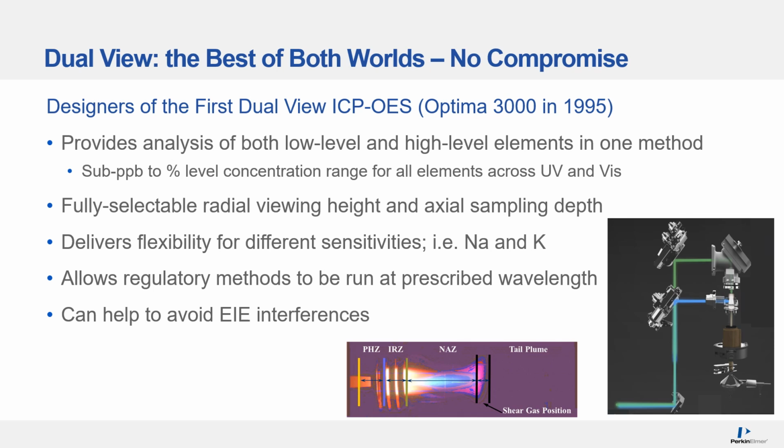Next, we'll talk about our dual view technology. This gives us the best of both worlds. We're able to measure both minor and major elements in one run without any compromise. Its fully selectable radial viewing and axial sampling depths delivers the ultimate flexibility in optical emission analysis.